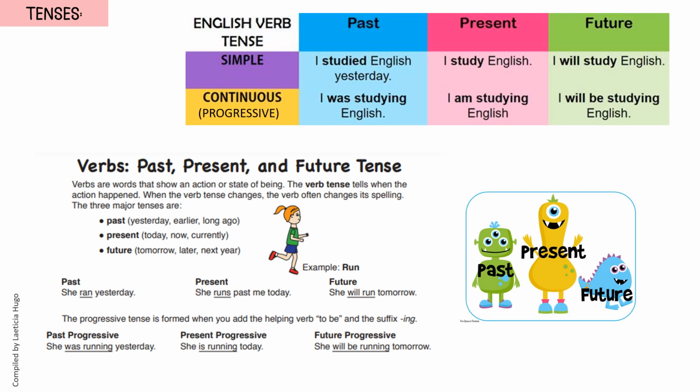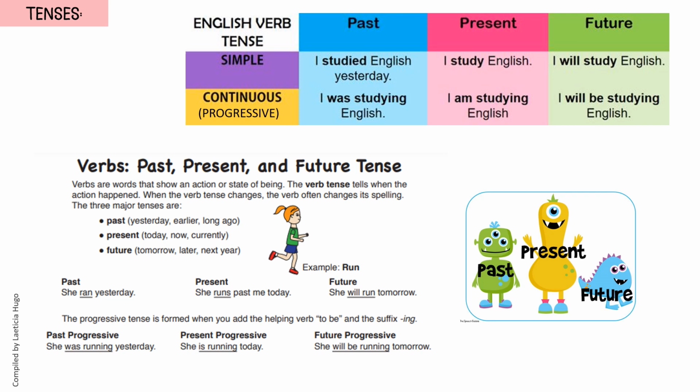Let's just go through it again with run. If, for example, you get a sentence, she runs past me today, which is simple present tense, and you have to convert it to past or future. Then past is she ran yesterday. So the verb changes, ran. And then in future, she will run tomorrow.